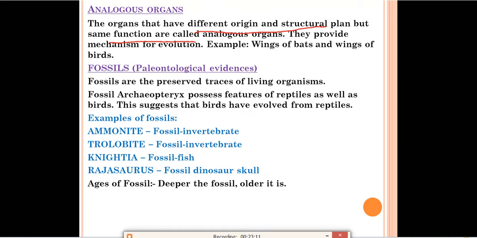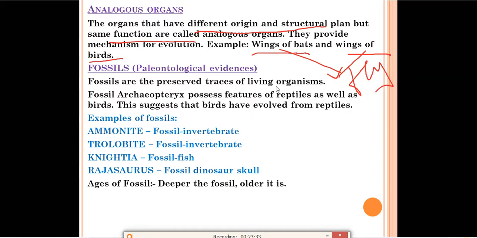They provide evidence for evolution, and the examples of analogous organs are wings of bats and wings of birds. Wings of bats and birds are different in structure, but their function is the same, meaning both use their wings to fly. So their function is the same but their structure and origin are different. So this was analogous organs.